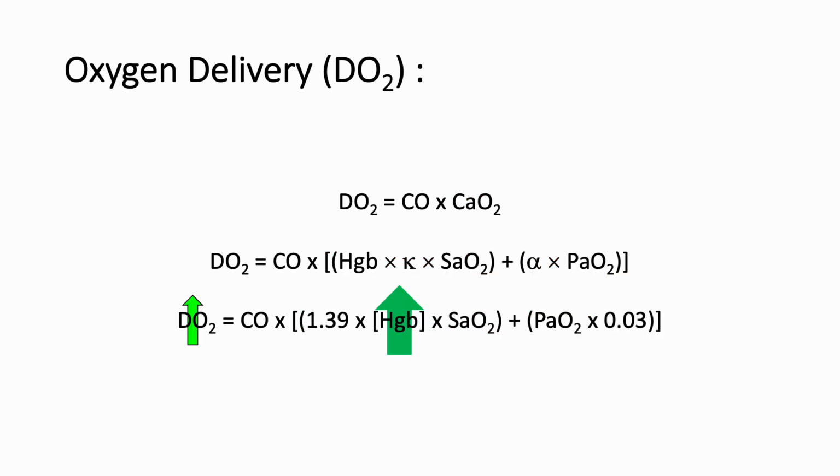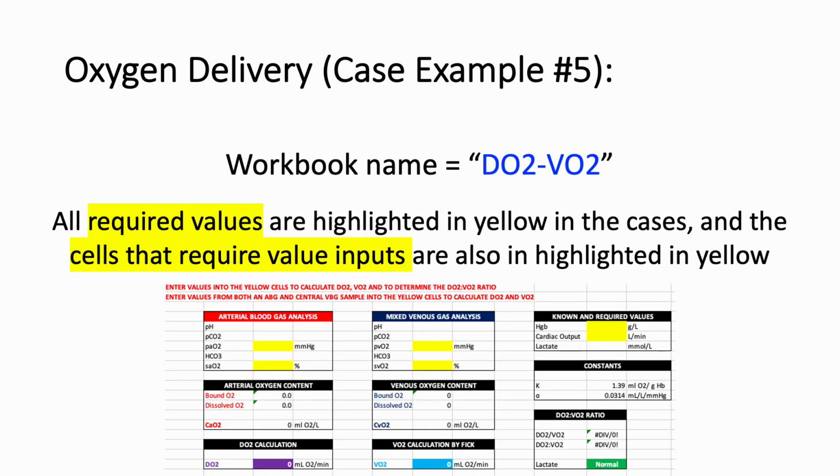This, of course, means that we can increase the concentration of hemoglobin so that the blood is able to carry more oxygen, or we can improve the oxygen saturations, meaning that the individual hemoglobin molecules are each able to carry more oxygen, or we can increase the cardiac output so that more blood is being delivered to the organs per unit time. As mentioned before, we can also increase the amount of oxygen that's dissolved in the blood, but this will have very little impact on the overall oxygen delivery for the patient for the reasons mentioned previously.